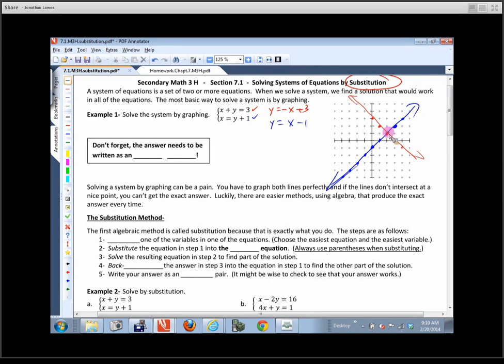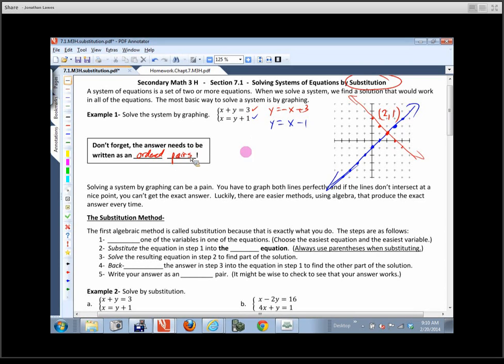And if you look, the point that works in both of them would be the point where the lines cross. So this looks like that would be 2, 1. Now, how could I check and make sure that that actually works? Plug it in. 2, 1. 2 plus 1 is 3. This is 2, and this is 1 plus 1, so 2 equals 1 plus 1, so it would work in both equations. So you can always check to see that you got the right answer by plugging it back into the system. And usually we're going to want to write these as ordered pairs.